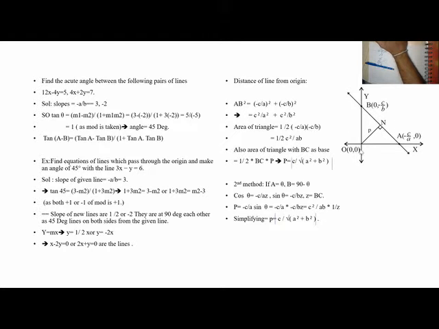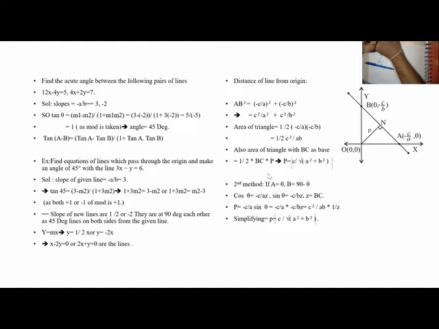I can find it in two ways, half base into height or half base into height. So P is the height here, 90 degrees. The distance from the origin is nothing but the 90 degree line. This is the shortest distance. Any other is a longer distance. So when I equate these two areas of the triangle, I get P is equal to C by square root of a square plus b square.